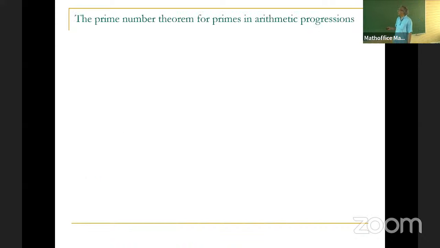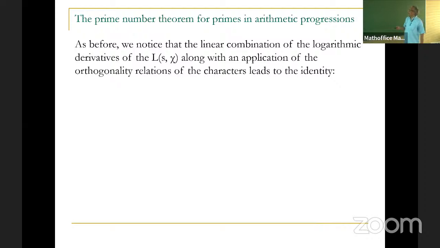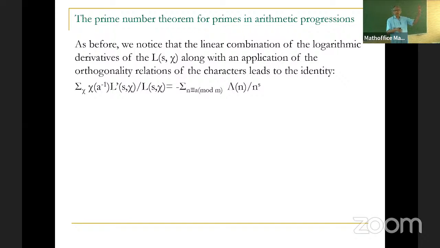The prime number theorem for arithmetic progressions now is very simple. After noticing that the linear combination of the logarithmic derivative of L(s, chi), with an application of the orthogonality relations, leads to a formula similar to the series that we had talked about, the summation of lambda n over n to the s, but this time n is congruent to a mod m. So in other words, the right-hand side here essentially consists of the primes congruent to a mod m.